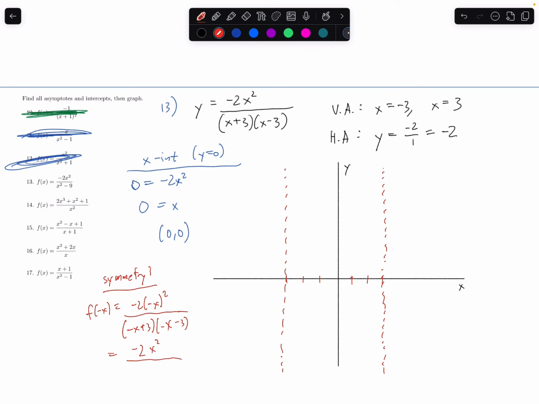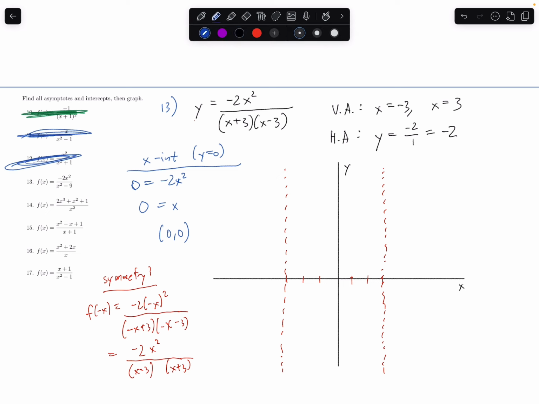And then the bottom, negative x plus 3, I could rearrange that by factoring a negative outside, and I have x minus 3. And here, negative x minus 3, I could factor a negative outside and have x plus 3. Now, negative times negative, those guys cancel, so I'm just going to erase them. And what am I left with? I'm left with x minus 3, x plus 3 in the bottom. Note that that matches exactly, right? So in fact, I do have symmetry.